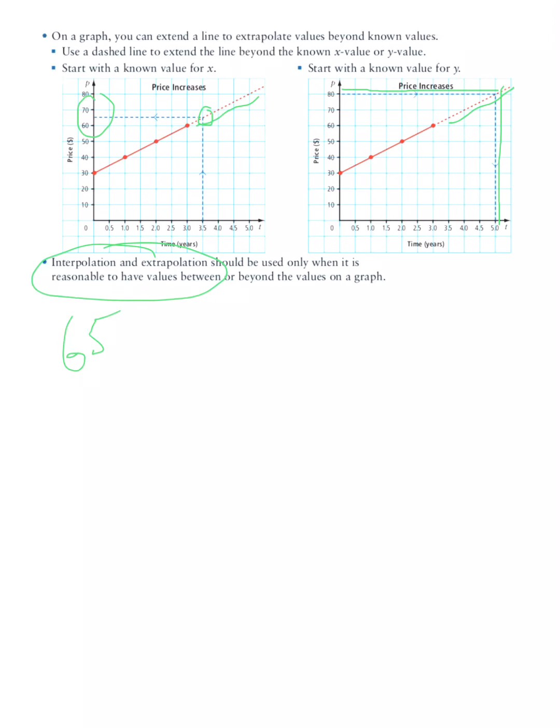So for example, it wouldn't make much sense to extrapolate this graph until there was negative money, because you're not going to pay negative money for a computer, right? They're not going to pay you to take the computer. So it only makes sense to extrapolate above $0. Similarly, this one also doesn't make sense to extrapolate this way because you can't have negative years, right? That's just not how it works. So just before you go into kind of autopilot, just make sure it actually makes sense in the real world to be able to extrapolate.